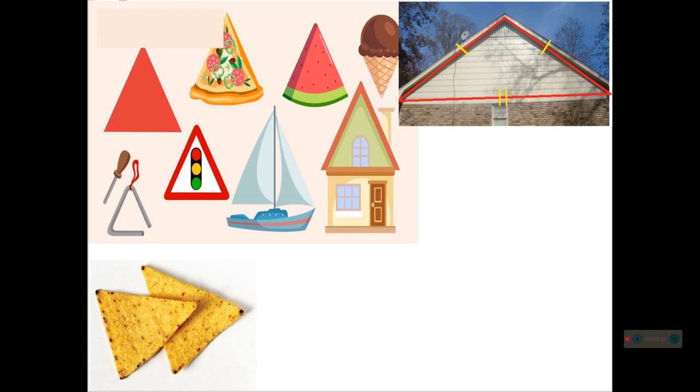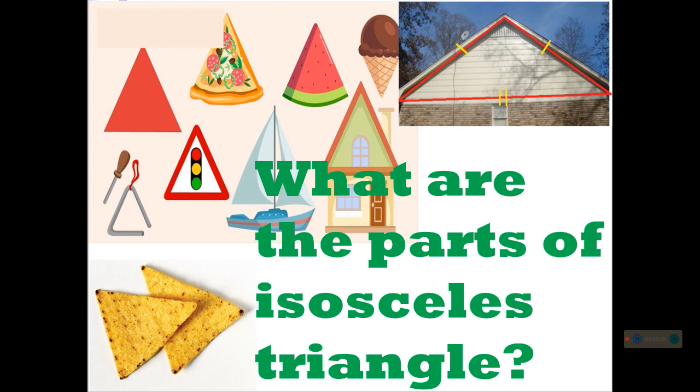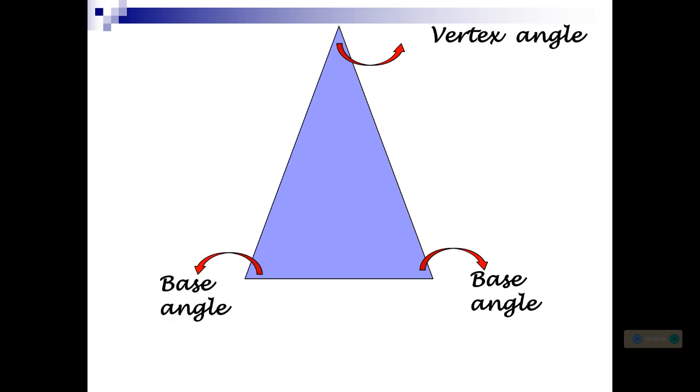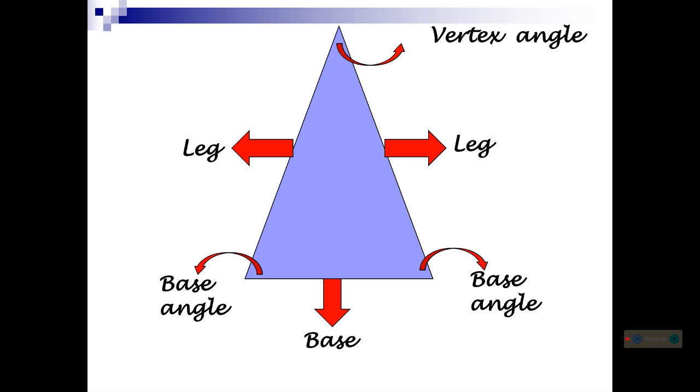So for us to prove that you already watched, can you give me the parts of isosceles triangle? What are the parts of isosceles triangle? So let's have this slide. What do you call this part of an isosceles triangle? Correct. This is a vertex angle. How about this one? Correct. Base angle. How about this one? Yes, it is also a base angle. How about this side? That's correct. We have here the base. How about this one? Leg is correct. And of course, we also have here a leg. Okay? So these are the parts of isosceles triangles.